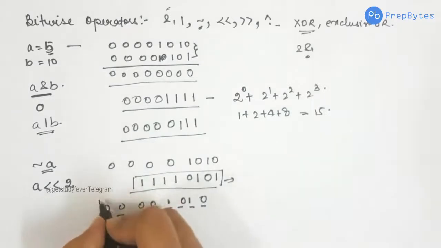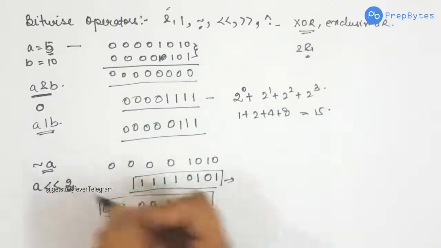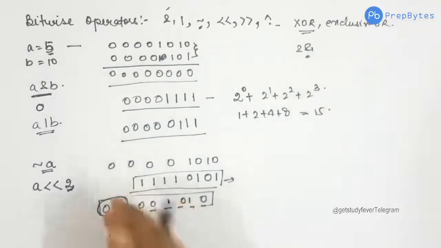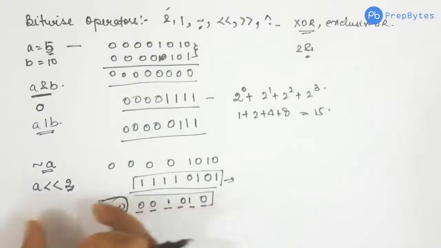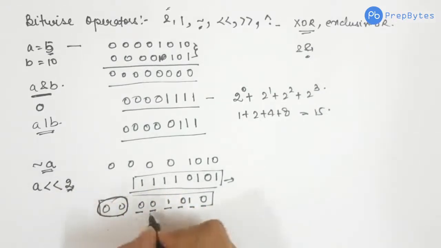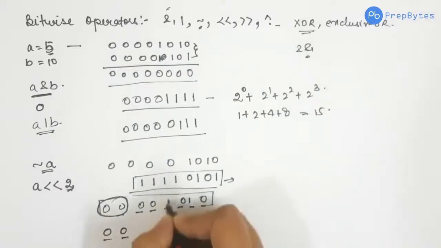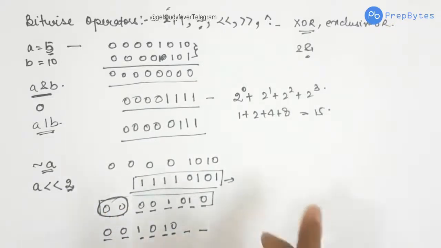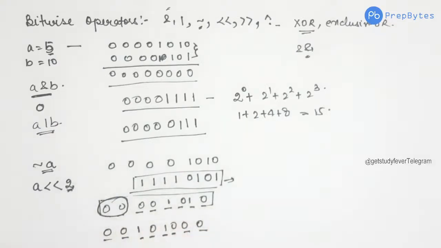If this is my window and I have A shifted by 2, then the first 2 bits will be thrown out of the window and the rest of the bits will be shifted to the left by 2 positions. Now it will look something like this: 0, 0, 1, 0, 1, 0. These 2 zeros went out, everything was shifted to the left, and now these 2 bits are vacant. So what will I do? I'll fill 0 here. This is how left shifting is done. The bits are shifted to the left and the vacant positions are filled with 0.